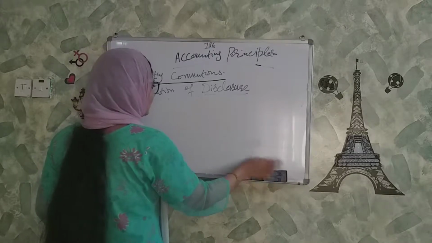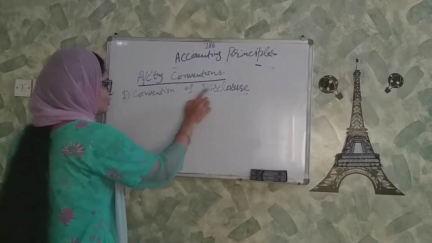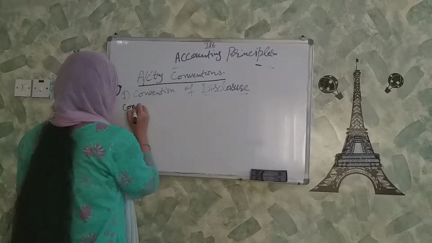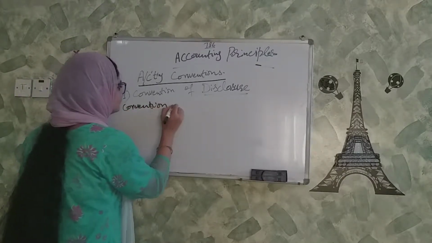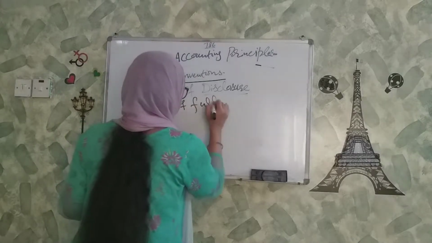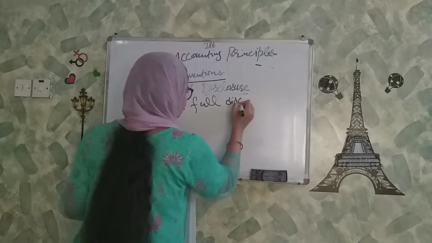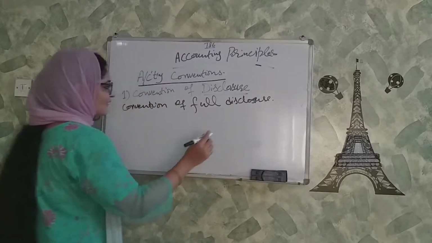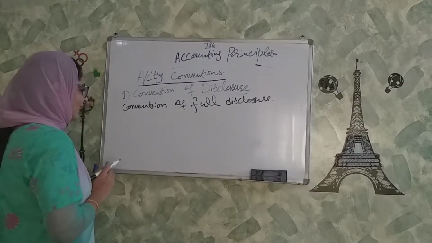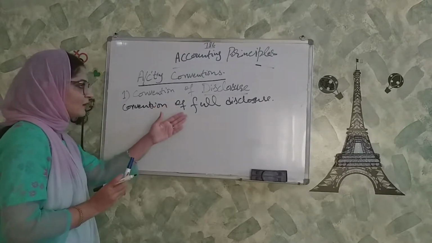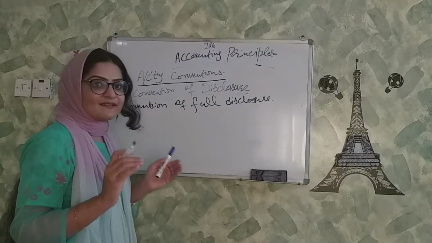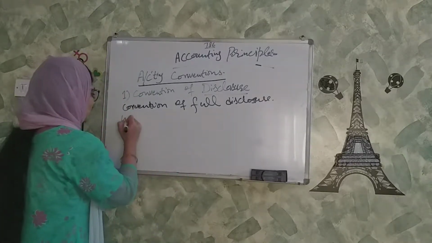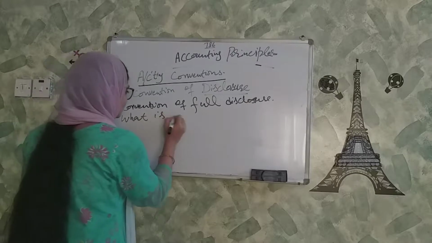First of all, I'll explain the Convention of Disclosure. What is that? Convention of Full Disclosure. This is also known as Convention of Full Disclosure. Why is it known as Convention of Full Disclosure, and what is basically disclosed in this convention? That is the most important question. What is disclosed?